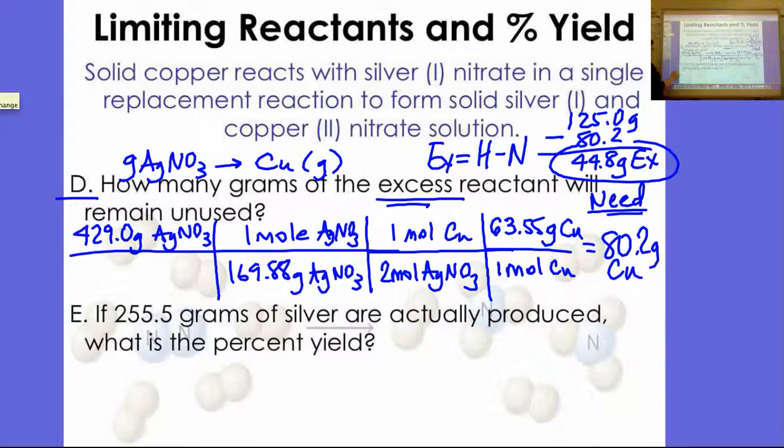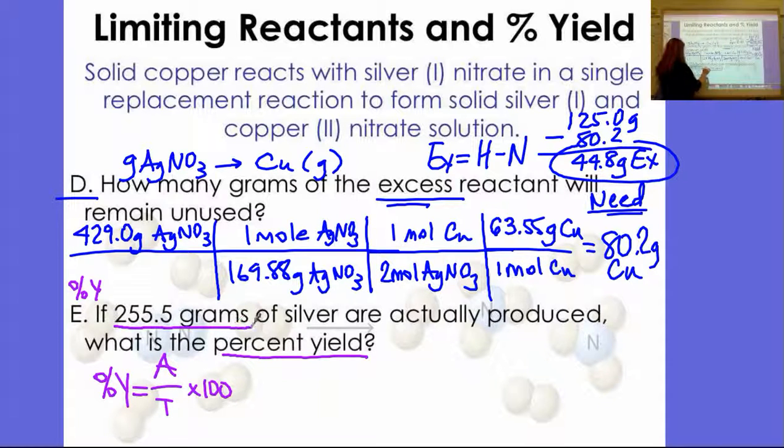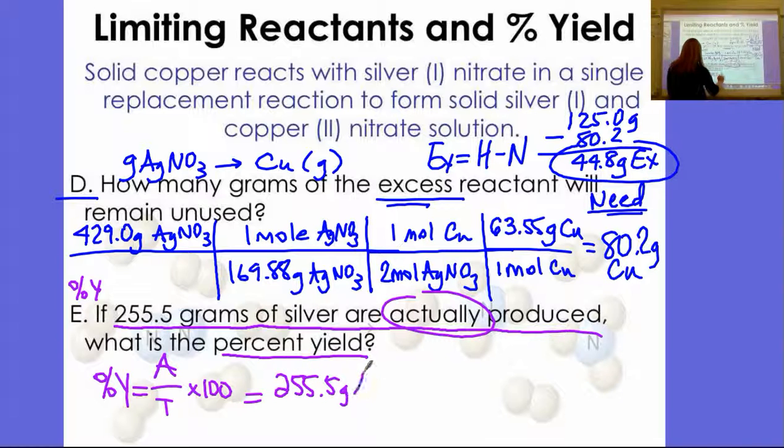Now, part E. This gets me to my percent yield. I'm calculating percent yield. Percent yield we said was actual over theoretical times 100. If 255.5 grams of silver are actually produced, this must be my actual. I put that on the top. 255 grams of silver are actually produced. I need to find my theoretical.